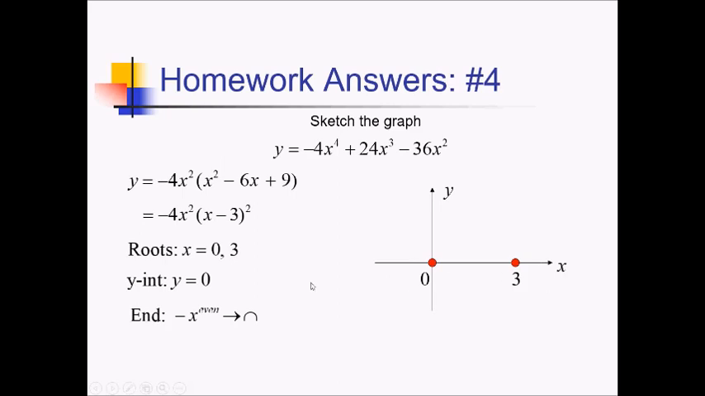In between, looking at our individual factors for root behavior, these are both squared factors, so 0 and 3 are both double roots, which means we are going to bounce at both of those spots. So putting it all together, we start below the x-axis, and we bounce off of 0, come down, go back up, and then bounce again at 3, and we end below the x-axis, which is where we expected to end.